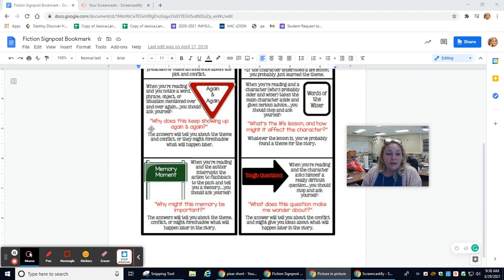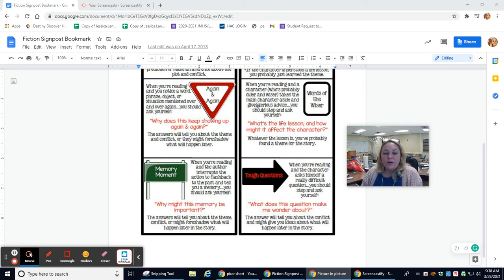So again and again, why do the Deathly Hallows keep showing up again and again in the graveyard, in the book, in the copy of the book? Why does it keep showing up? Okay. Again, it's kind of tricky because sometimes it's a level 1 question, so you have to make sure it's open-ended and it doesn't have a right answer. What's the life lesson and how might it affect the character?